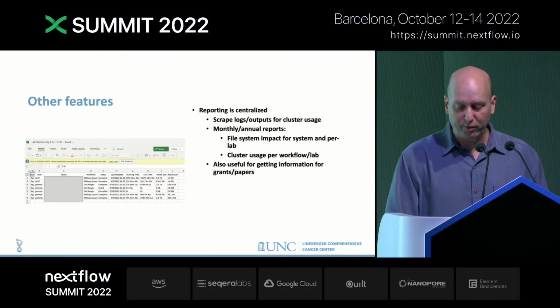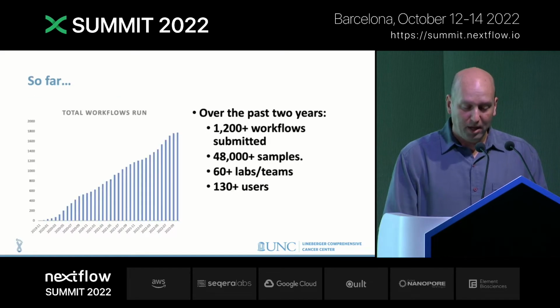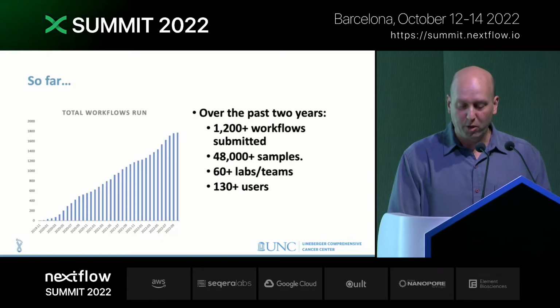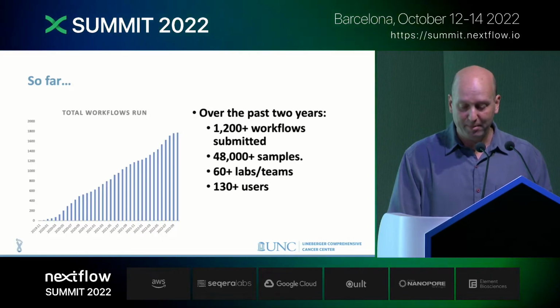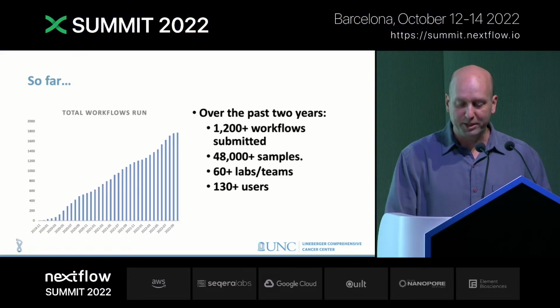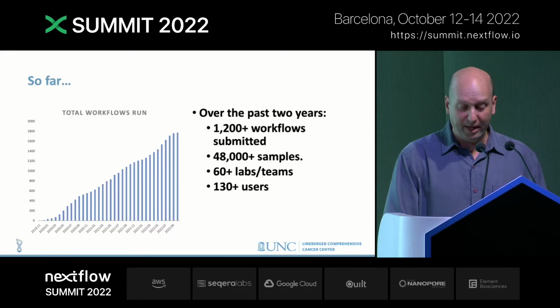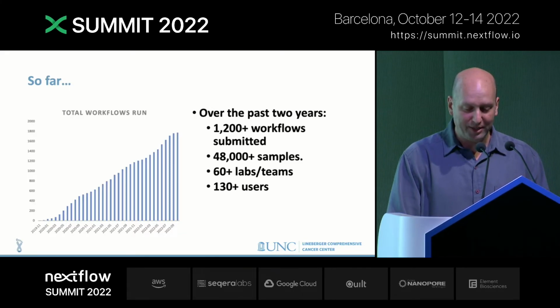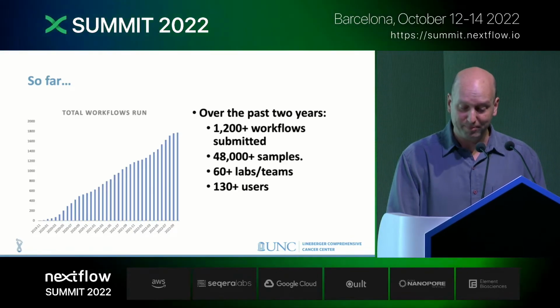And this is also useful for getting information. We get the questions for, what do we need, what happened for a grant or a paper. Over the past 2 years, we've run over 1,200 workflows, 48,000 samples. We have 60 labs and teams. Some of our labs are actually multi-lab collaborations, and 130 users. And just last year, we ran a TCGA scale thing locally on our compute cluster.